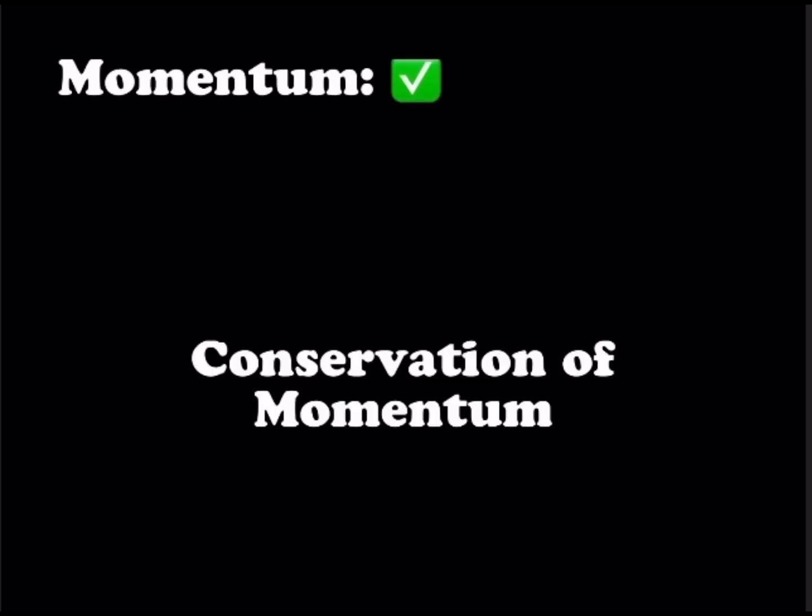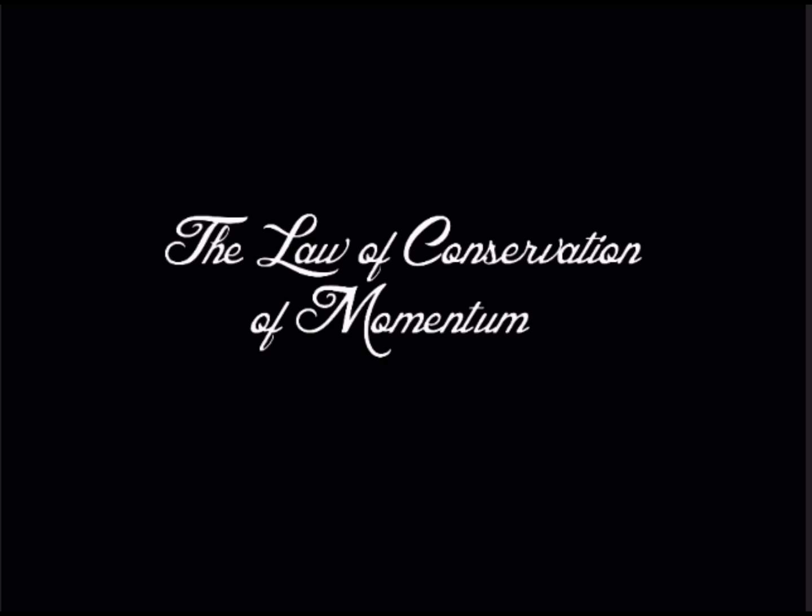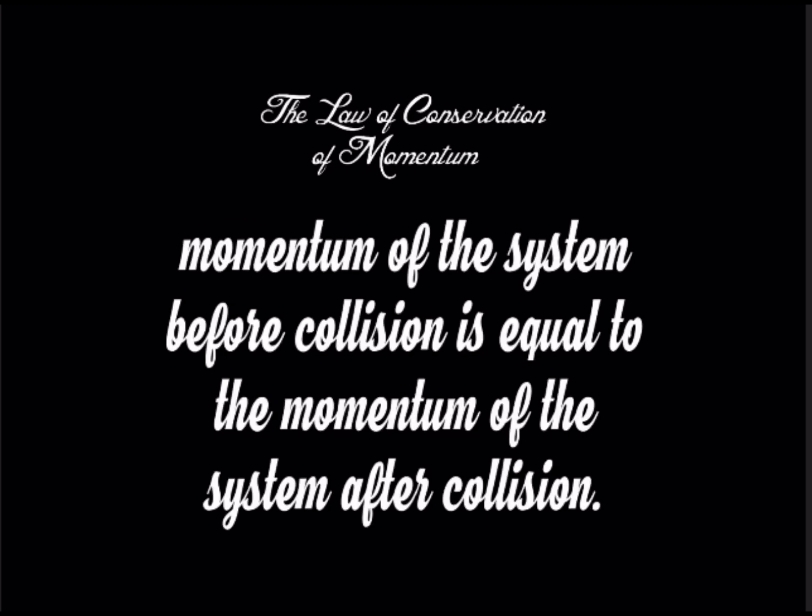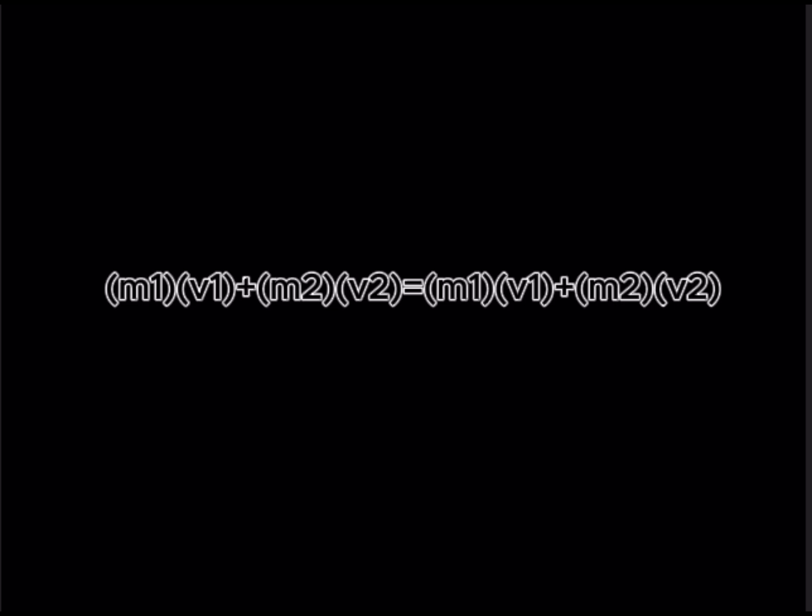Now that we understand momentum, let's get back to the actual topic of this video, the conservation of momentum. The law of conservation of momentum states, momentum of the system before collision is equal to the momentum of the system after collision. So to measure conservation of momentum, you have to use this specific formula. M1 times V1 plus M2 times V2 is equal to M1 times V1 plus M2 times V2.